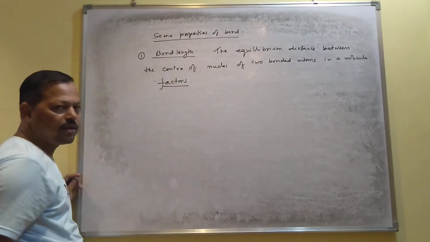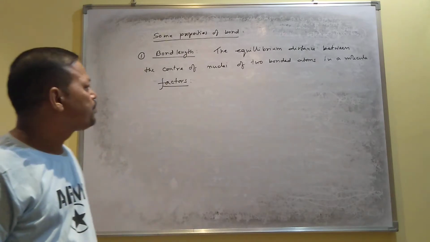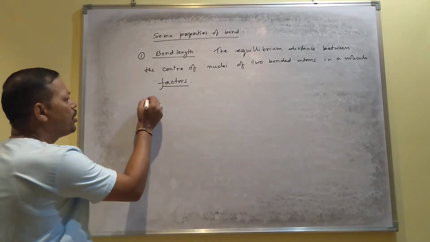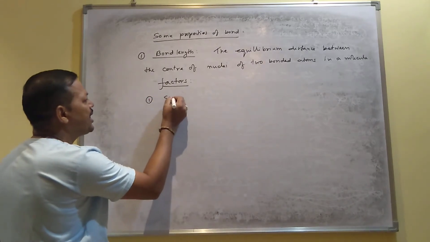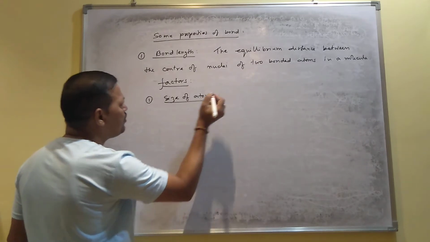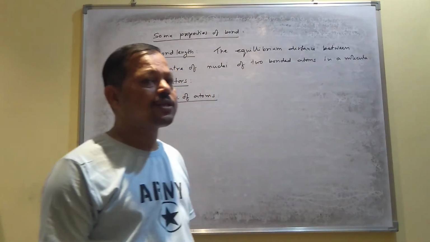Now what are the factors depending on this bond length? I mean, when the bond length will be longer, when the bond length will be shorter. This longer or shorter depends on what factors? Number one, size of atom. The length of the bond mainly depends on the size of atom.